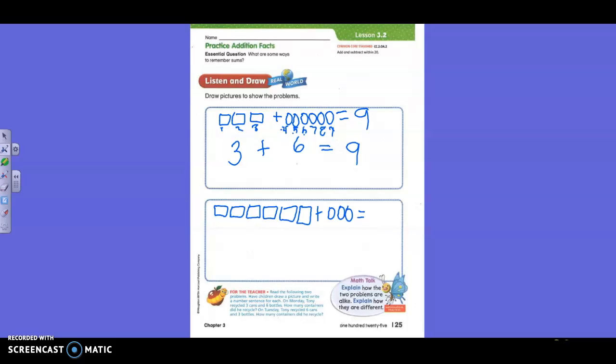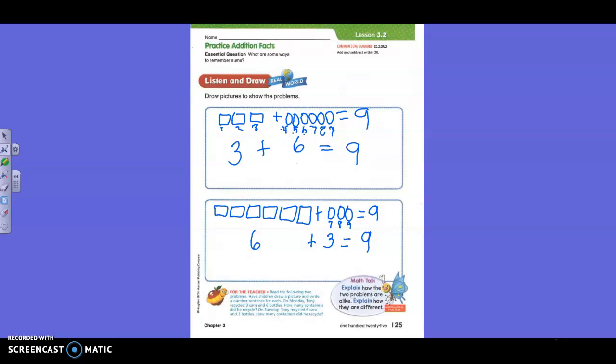Okay, did we get those all drawn? Yep. So we have how many cans, boys and girls? 6 plus 3. Okay, so now let's count. We know this is 6, right? So this would be 7, 8, 9. So 6 plus 3 equals 9, and 3 plus 6 equals 9.